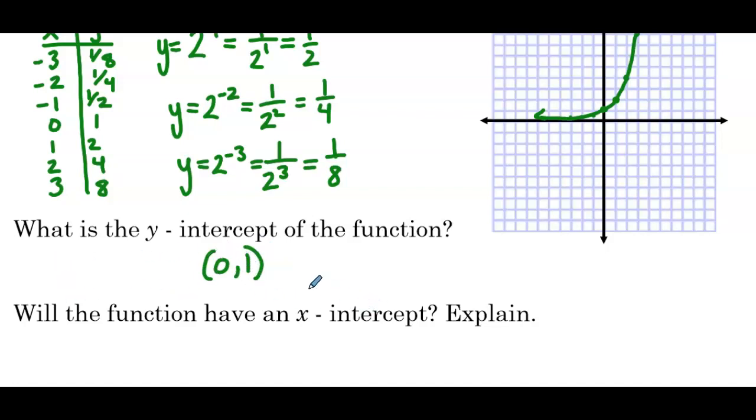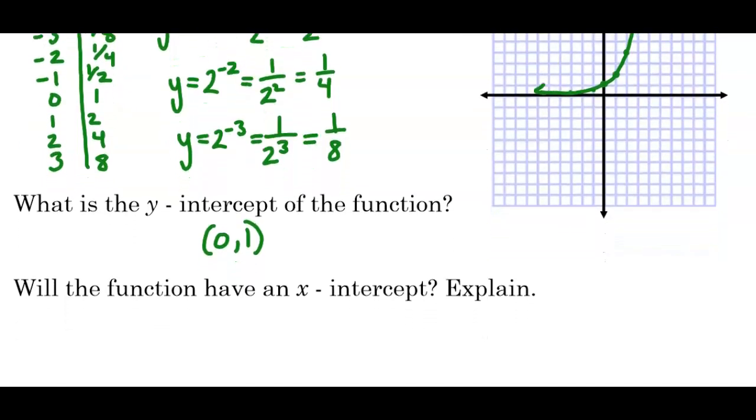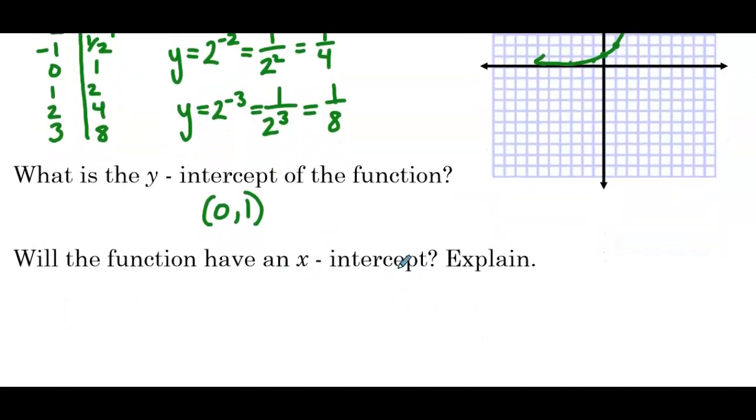Will the function have an x-intercept? Well, if we look at our values, as we plug in smaller and smaller negative numbers, right, we went -1, -2, -3, we start to get fractions. Now the fractions become smaller and smaller, but they're never going to be equal to 0. And if they're never equal to 0, that means we're never going to have a point whose y-coordinate is 0. So will the function have an x-intercept? The answer is no. And the reason is that 2 to the x will never be equal to 0. You can try and think of an x value that would make this true, but you would never be able to come up with an answer.